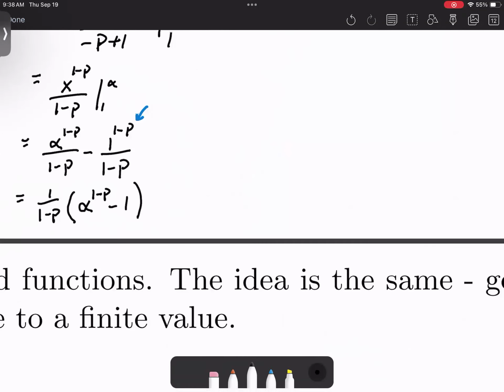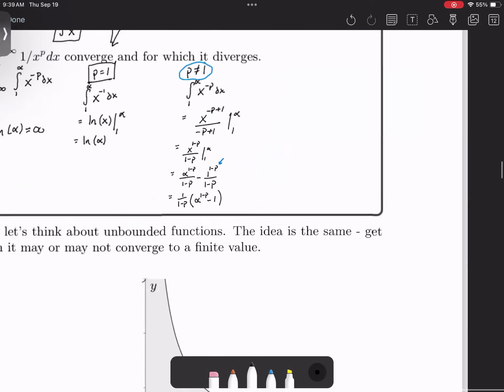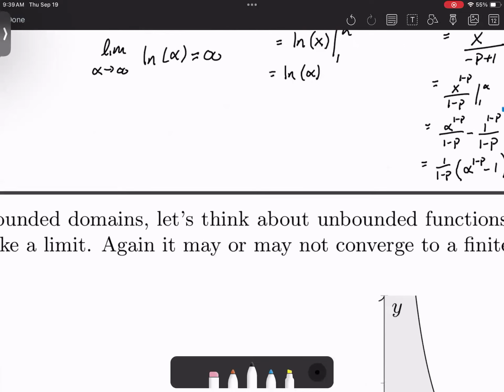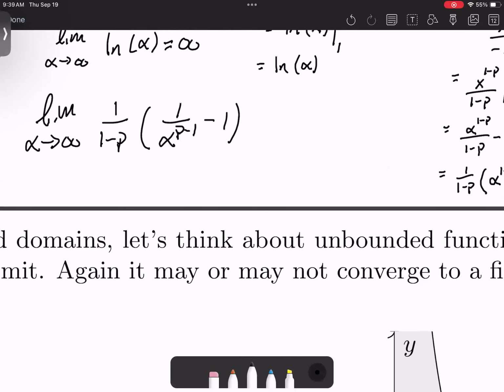Okay, and let's rewrite this one more time as 1 over 1 minus p times 1 over alpha to the p minus 1, minus 1. Okay, because it's a little bit more obvious to me about what happens to this as alpha goes to infinity. So let's finally look at this limit. The limit as alpha goes to infinity of 1 over 1 minus p times 1 over alpha to the power of p minus 1, minus 1.